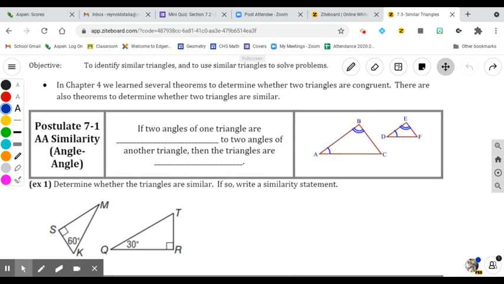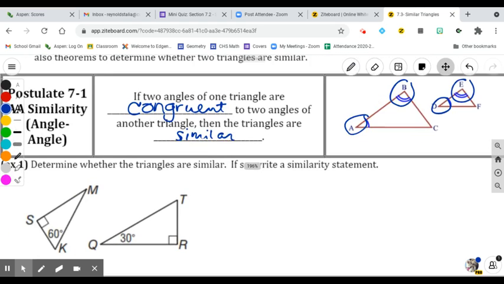And it says if two angles of one triangle are congruent to two angles of another triangle, then the triangles are similar. So if you see in this picture here, see how angle A and angle D are congruent, angle B and angle E are congruent. So that would be enough to say the triangles are similar. In our last section, no matter what, we always had to set up ratios of the corresponding sides to see if they're proportional. But with triangles, you only have to know that the angles are congruent.